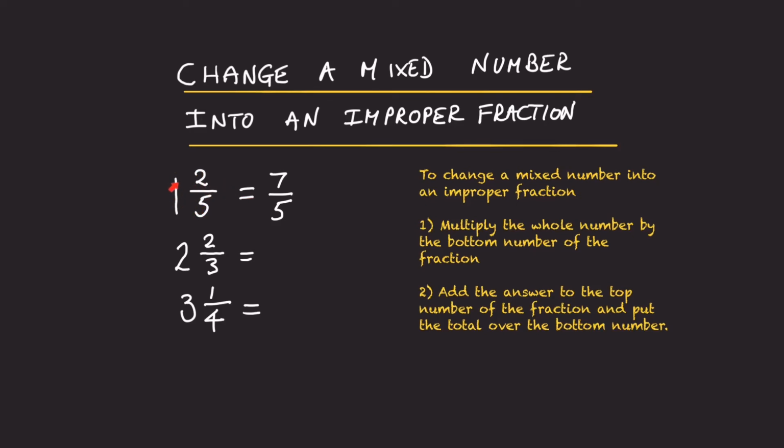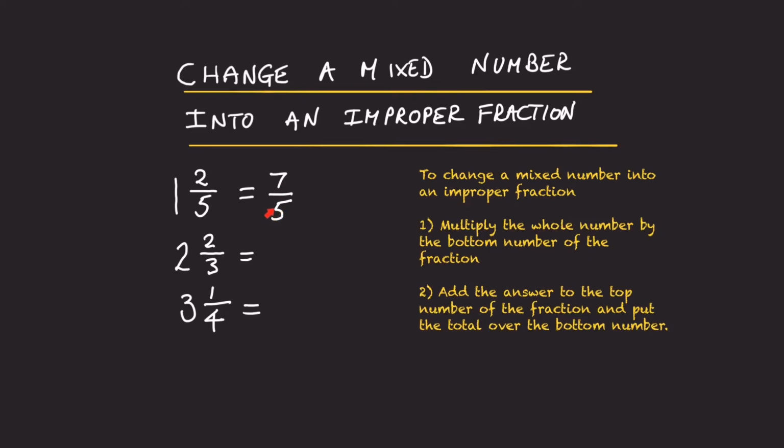Well, if we think of 1 whole bar of chocolate as we did initially in this lesson, that 1 whole could be thought of as being 5 over 5. So if 1 whole is 5 over 5, and then we've got an extra 2 over 5, if we add 5 over 5 and 2 over 5, that will give us 7 over 5.